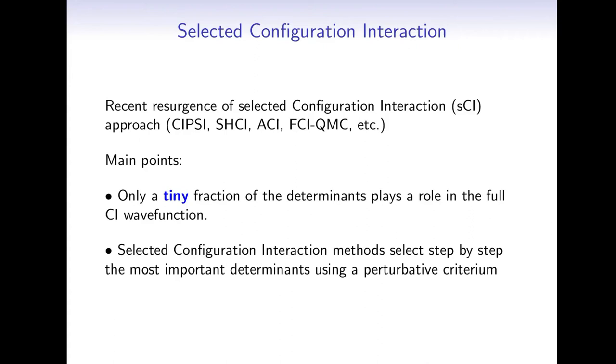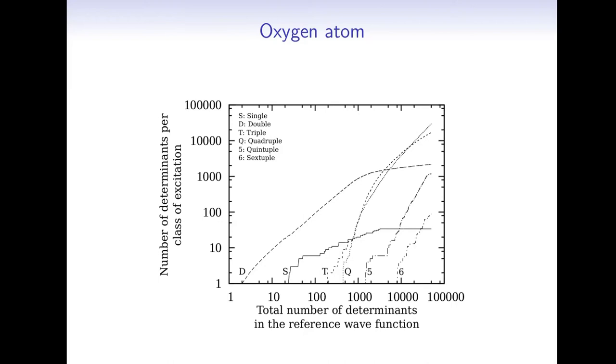It's quite easy. I like to show this for the oxygen atom, so a simple system. Here is the total number of determinants we get in a selected CI calculation, and you see the number of double, single, triple, quadruple, quintuple, sextuple excitations as a function. You see that rapidly you can have more quadruple than triple. So doing all the doubles, then all the triples, then all the quadruples is really not the best thing to do.